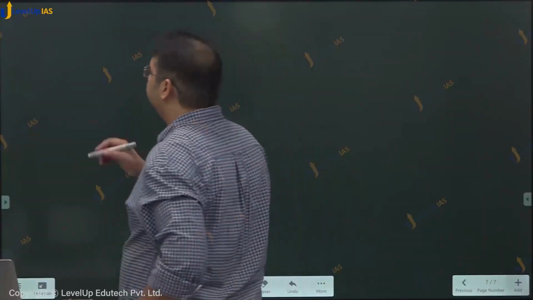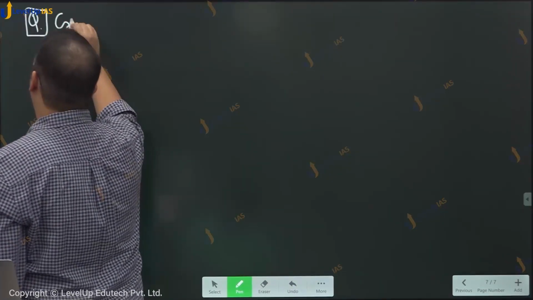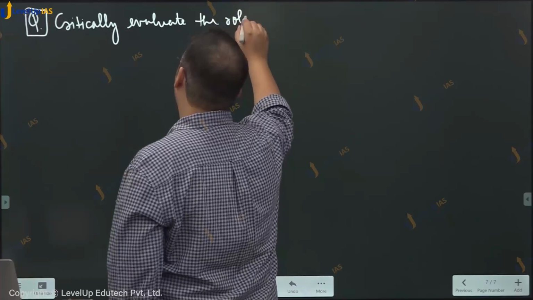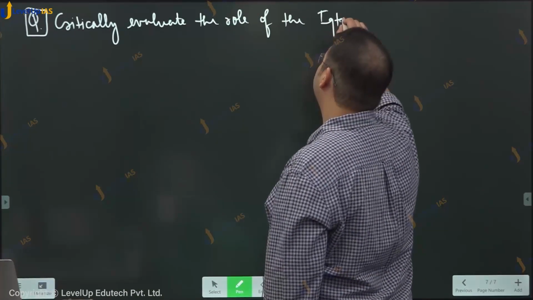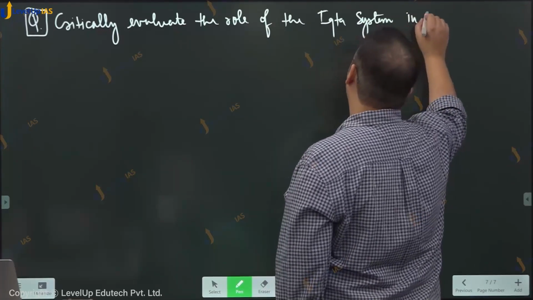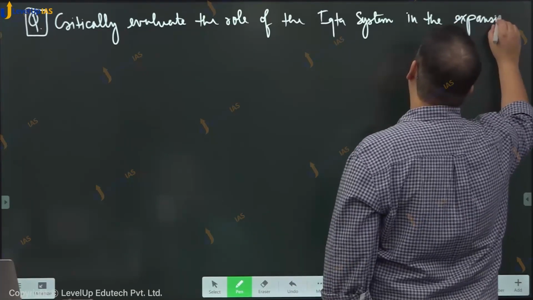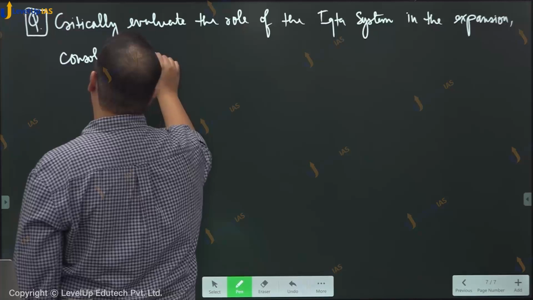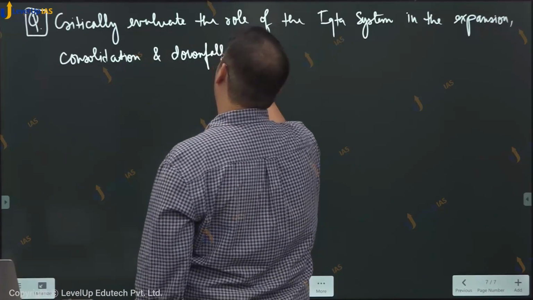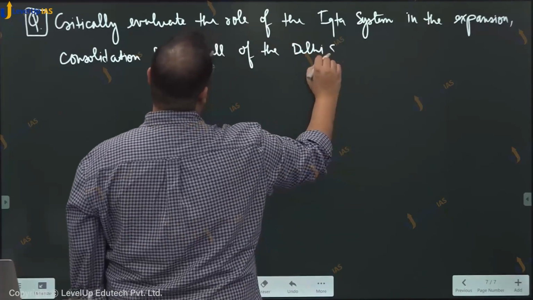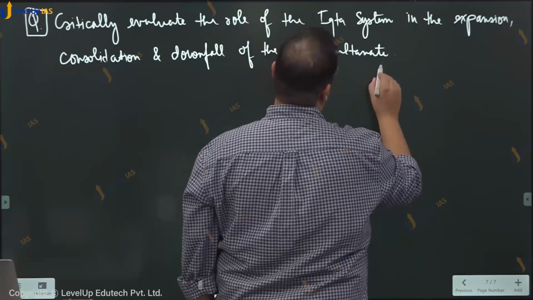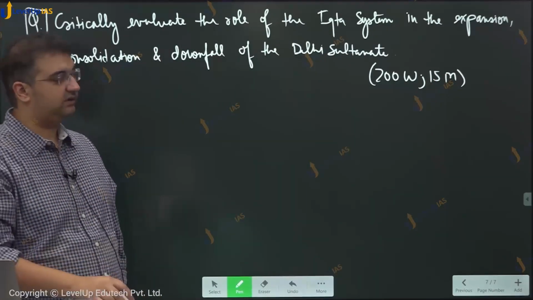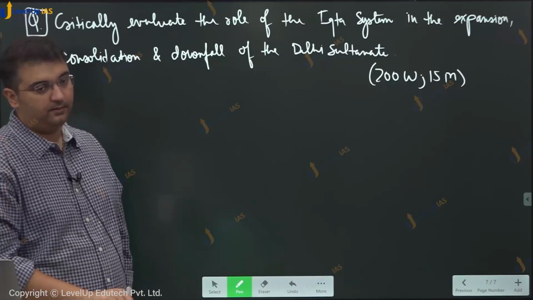Take down a question. Critically evaluate the role of the Iqta system in the expansion, consolidation and downfall of the Delhi Sultanate. (200 words, 15 marks.) होगा ये?